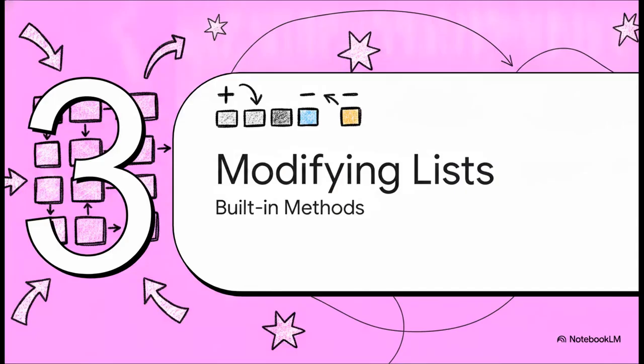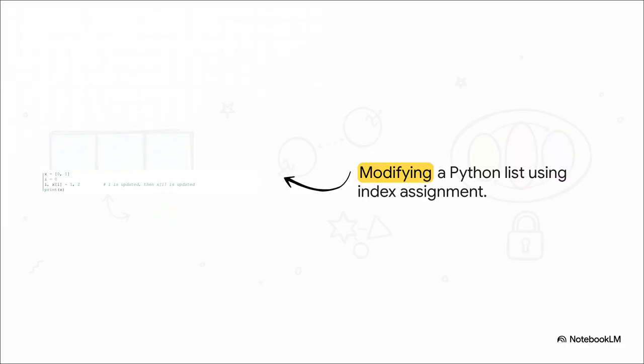Number 3, modifying lists and methods. So we know how to create them. Now we need to talk about how to manipulate our data. Lists are mutable, which is just a fancy word meaning they can be changed after they're created. Take a look at how elegantly Python handles updates here.